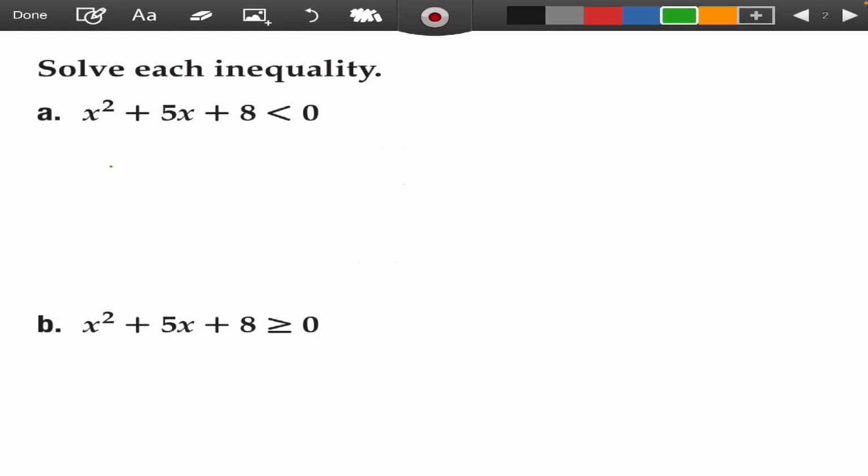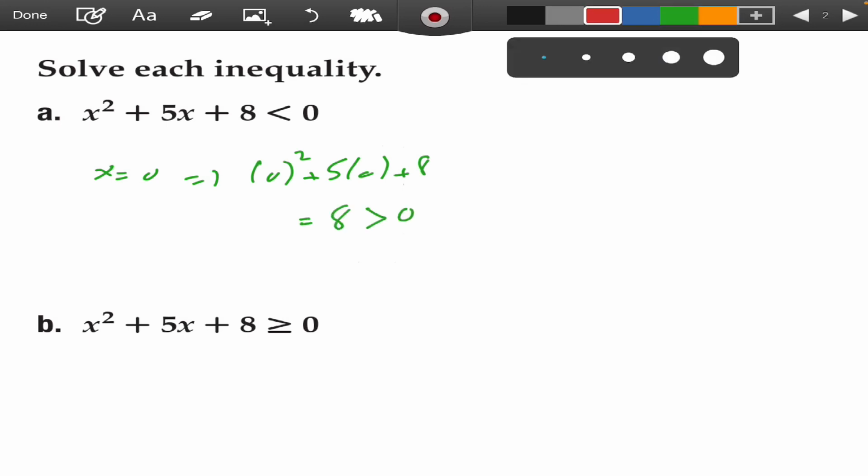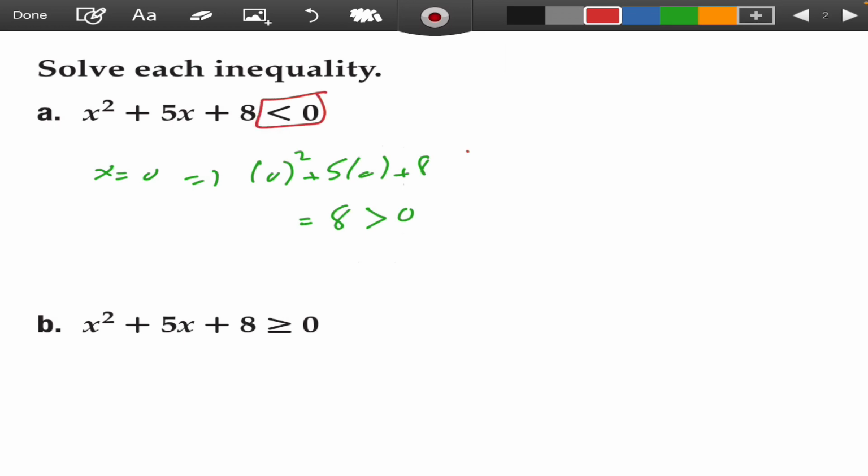In this case, we have two options. Either it's always positive or it's always negative. How do you know? We choose any number and replace. Let's say I'm going to choose 0. When you replace, it's going to be 0 to the power of 2 plus 5 into 0 plus 8, and the answer is 8, which is positive. But according to our question, we need the negative signs. In this case, we say no solution, or this symbol, which is the empty set. It means no solution.